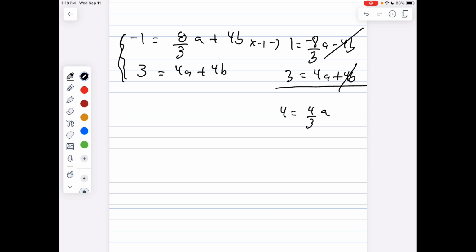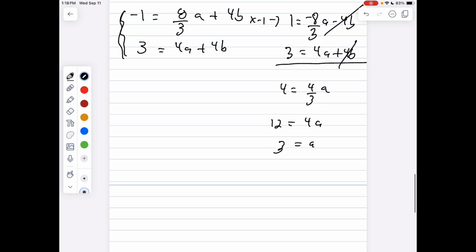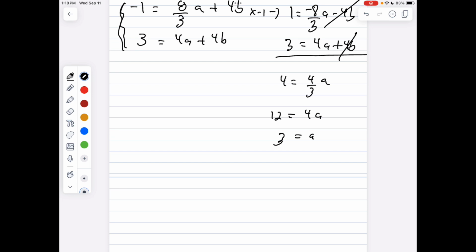And let's get rid of that fraction. I'm going to multiply both sides by 3. 4a would equal 12. So that means that a equals 3. So you have a equals 3, and then you just need to find b. What you can do is take what you just found and put it into one of the equations we have. So 3 equals 4a, which is 4 times 3 plus 4b.